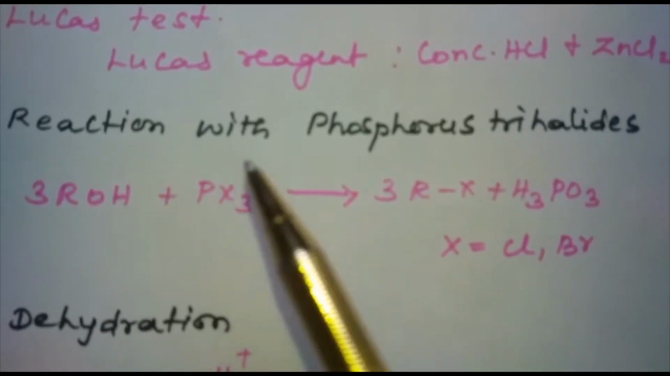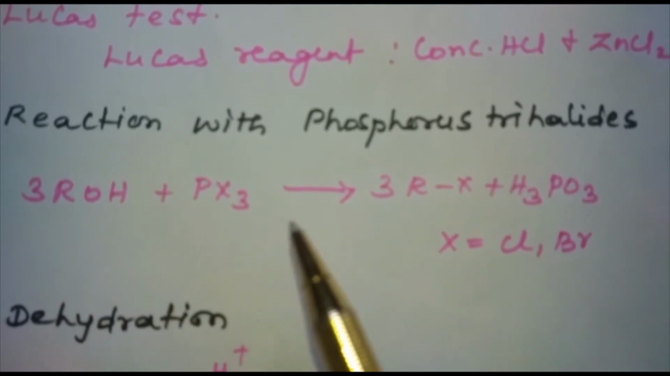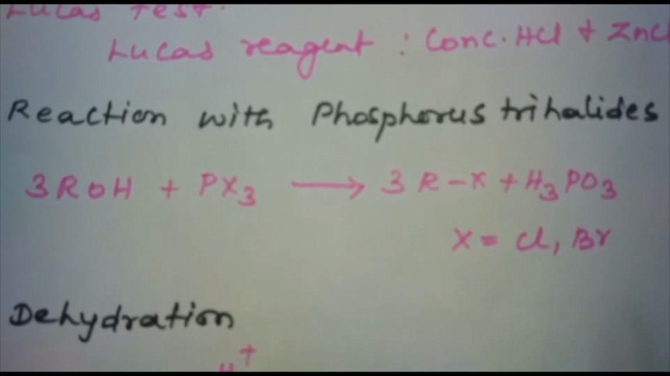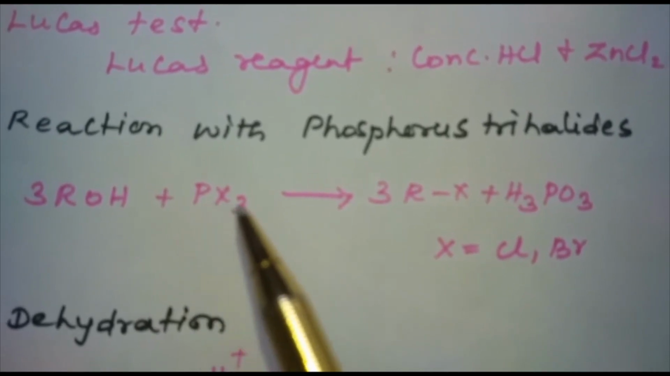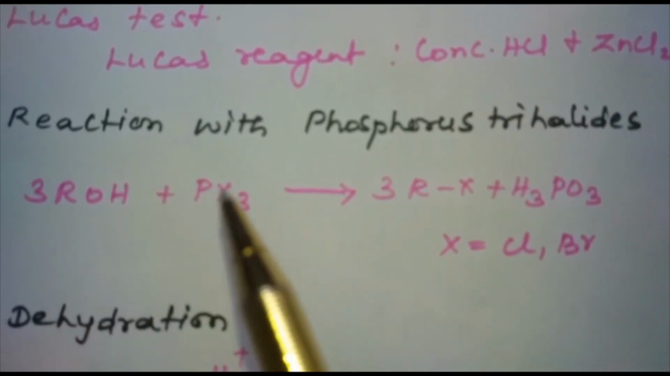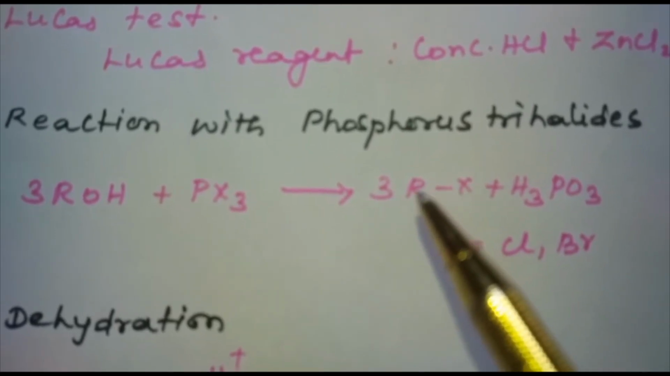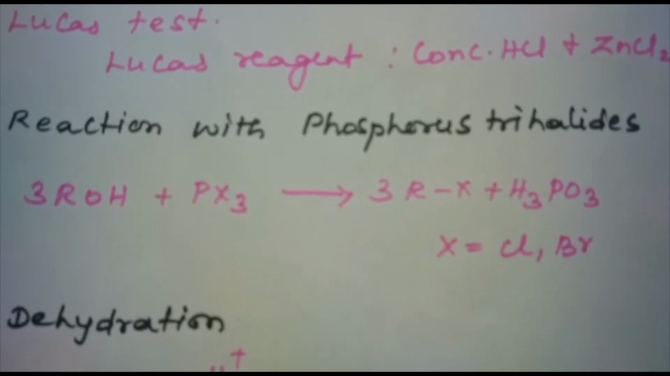Next is the reaction of alcohols with phosphorus trihalides. Alcohols are converted into the corresponding alkyl halides, that is alkyl chlorides or bromides, by reaction with phosphorus tribromide or trichloride. ROH plus PX3 gives the corresponding alkyl halide, that is alkyl bromide or alkyl chloride, plus H3PO3.